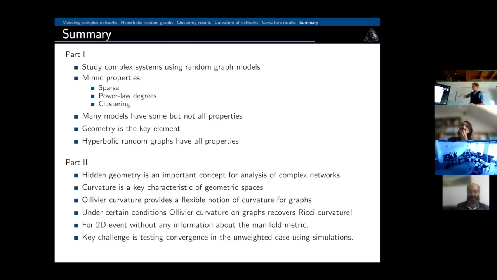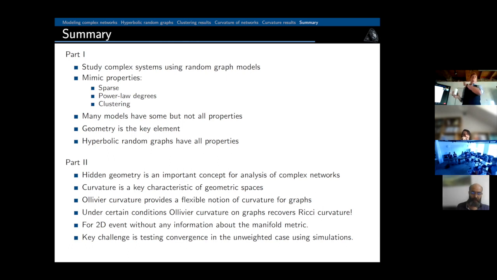So what I did is I tried, in two parts, to show you this nice, powerful relationship between geometry and networks. In the first part I showed you how to use hyperbolic geometry to generate models that have these three important properties: sparseness, power law degrees, and clustering. And in the last part, I showed you that there are ways to recover some information about your geometry if your network was generated on some Riemannian manifold under certain properties.